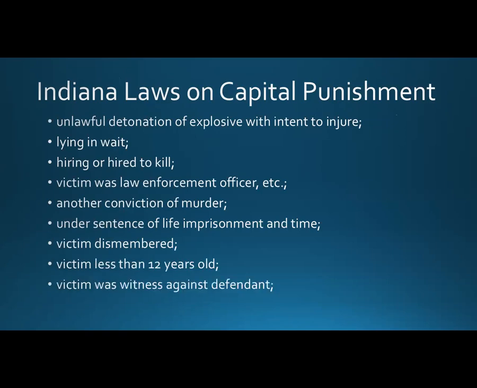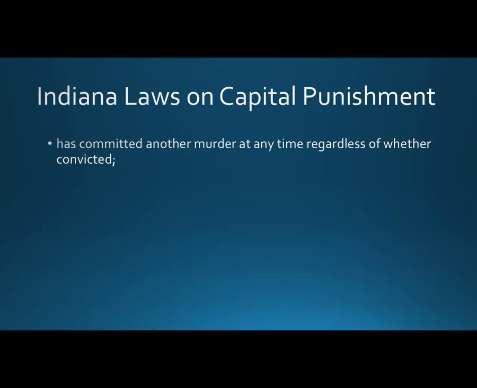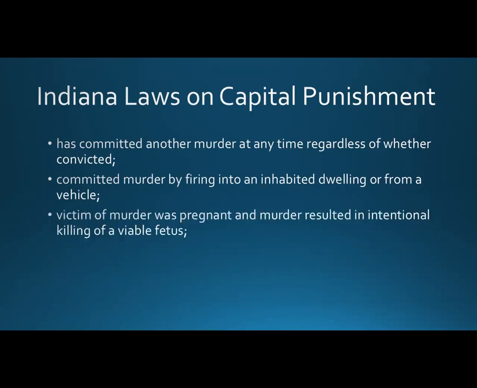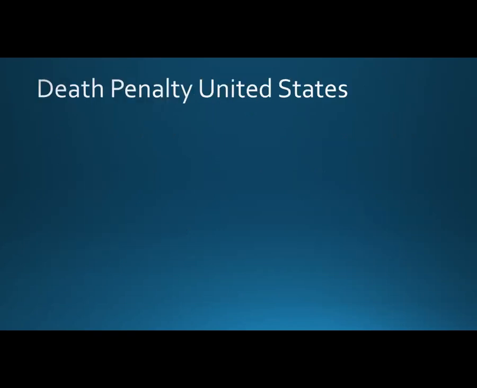Dismembered the victim. The victim was less than 12 years old. That's a big one. And we'll talk about the federal prisoners. Victim was witness against defendant. Has committed another murder at any time, regardless of whether convicted, committed murder by firing into an inhabited dwelling or from a vehicle, just random shooting. Victim of murder was pregnant, murder resulted in intentional killing of viable fetus. Remember, these are all Indiana laws where you can get the capital punishment. Victim was burned, mutilated, or tortured while victim was alive.